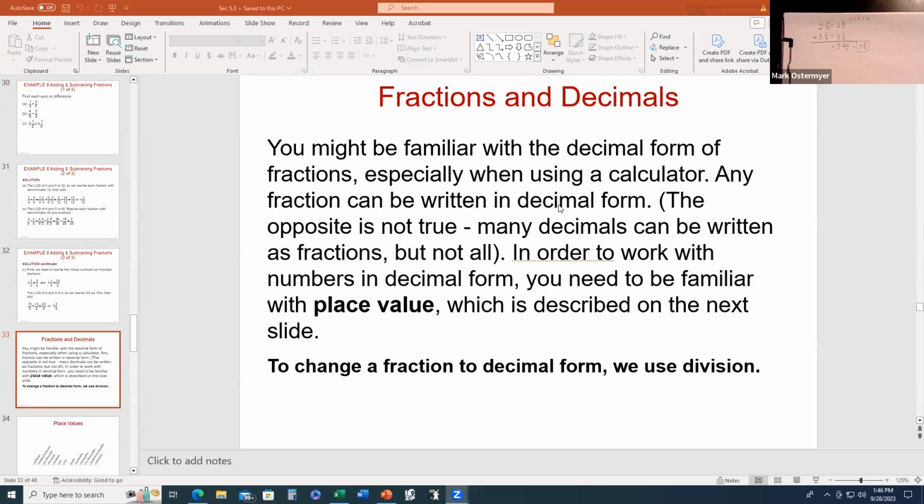Okay, fractions and decimals. I have a true-false question for you. Any fraction or mixed number can be written as an equivalent decimal. True or false? What do you think? True. That's always true. And we're going to try to maybe show you how to do a little bit of this, okay?